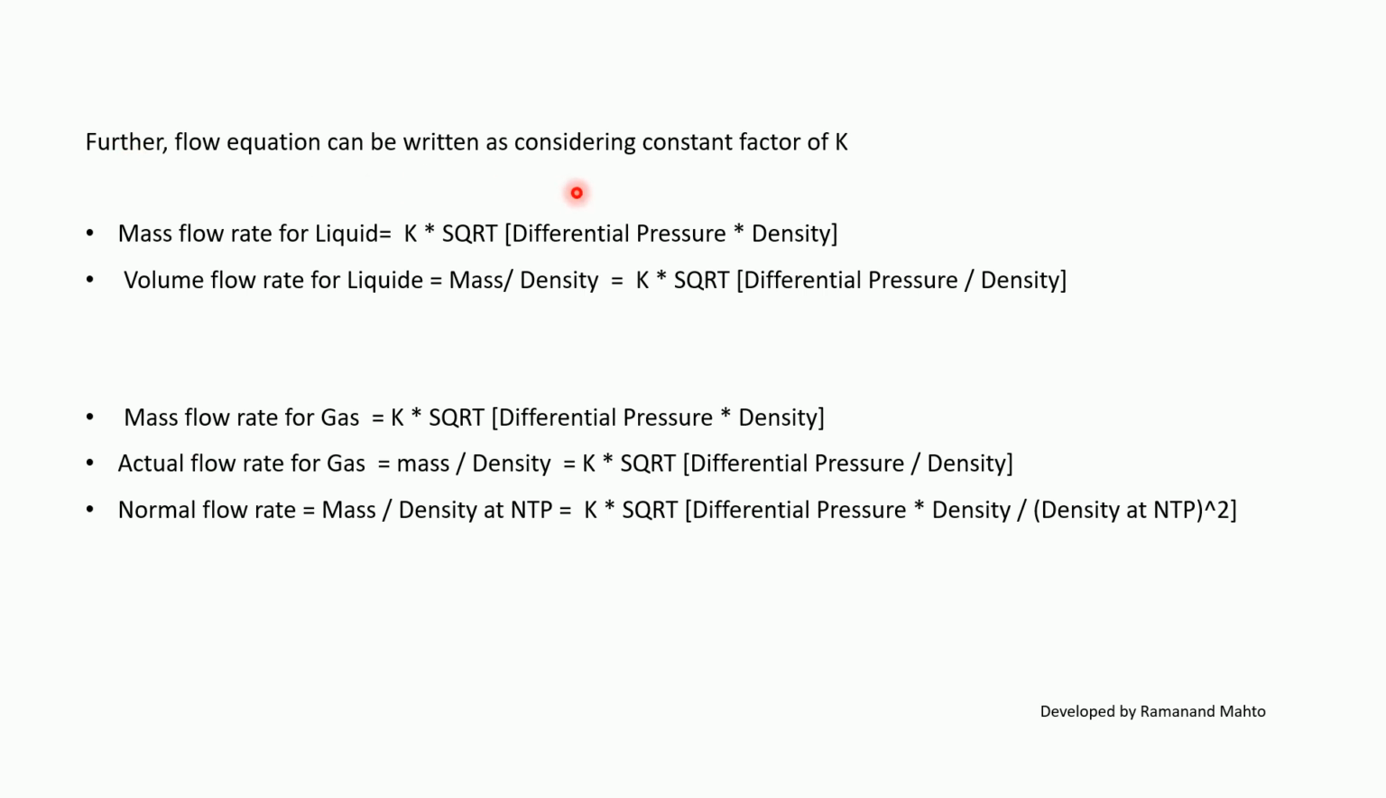Further, the flow equation can be written considering a constant factor K. So mass flow rate for the liquid is equal to K into square root of differential pressure into density. Volume flow rate for the liquid is mass upon density, which is K into square root of differential pressure upon density. For the gas application, mass flow rate is K into square root of differential pressure into density. Actual flow rate for the gas is mass upon density, which is K into square root of differential pressure upon density. And normal flow rate is equal to mass upon density at NTP, which is K into square root of differential pressure into density upon density at NTP to the power 2.